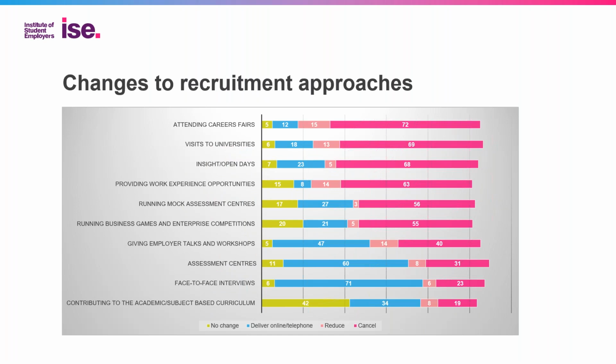More pertaining to the recruitment issue is a number of key processes that employers normally do face-to-face, and we're seeing how they're breaking these down and whether they're not changing them, delivering them online, reducing them, or cancelling them. Broadly, the pattern is that attraction and marketing activities, such as visits to universities, were basically being cancelled. Since this survey was done, universities have largely shut down face-to-face teaching, so those are pretty much cancelled. But assessment centres, interviews, and selection processes have been shifted online.